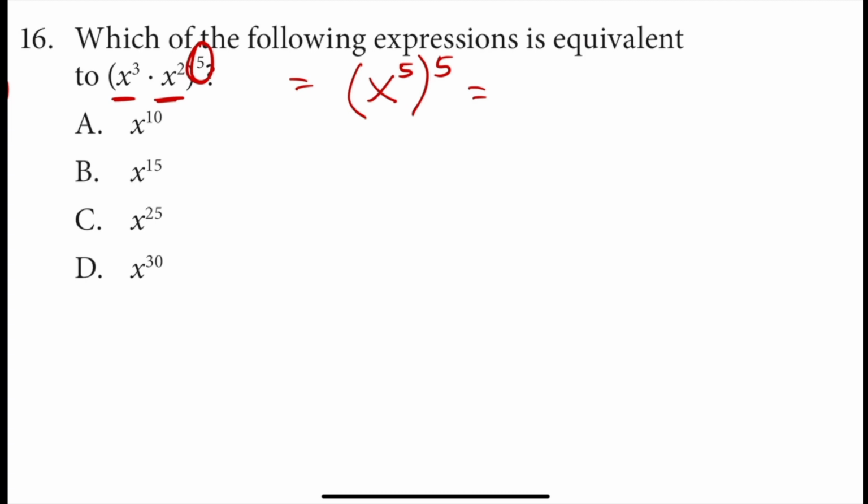When I have two exponents, this is a power of a power. What you do with those exponents is you multiply them. 5 times 5 is 25. My answer is C.